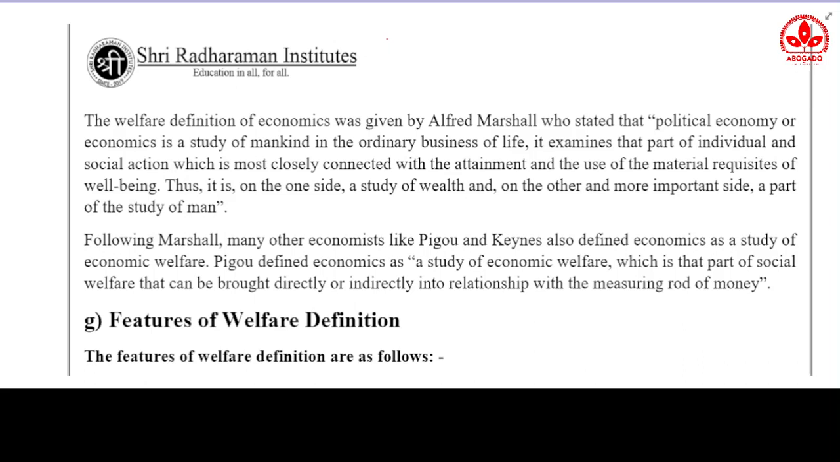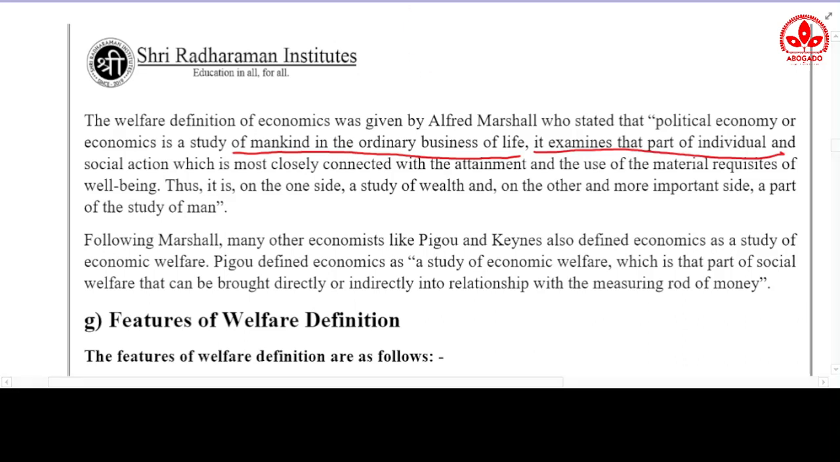And what is the other side? That economics is also a study of the human welfare of a person. So it is a study of mankind in the ordinary business of life. It examines that part of individual and social action which is mostly connected with the attainment and use of the material requisites of well-being. So we know that a human being has a lot of things which he needs.